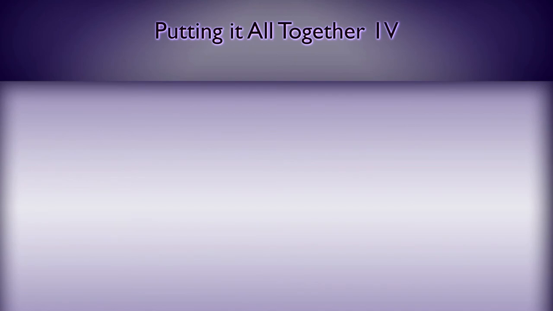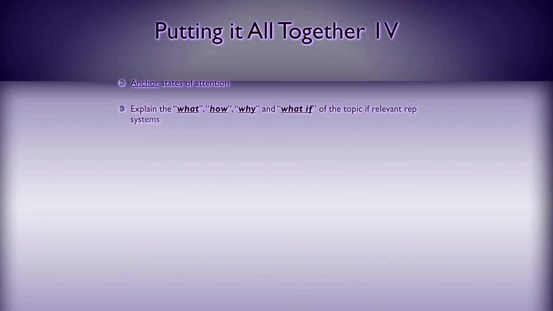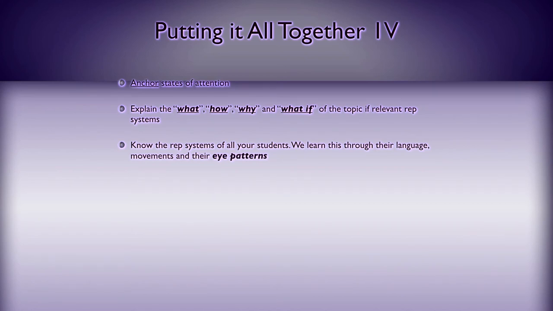Remember when we're learning: states of attention, to anchor the positive ones. Remember to explain what, how, why, what if of each topic in the relevant system, mainly in our case visual. Know the representational system of your student. What do I mean by this? Know the learning style of your child. It can be your child, it can be another child. Normally we're talking about visual. Learn this through their language, because if they are visual people, they will tend to use visual language. And obviously through their eye patterns.